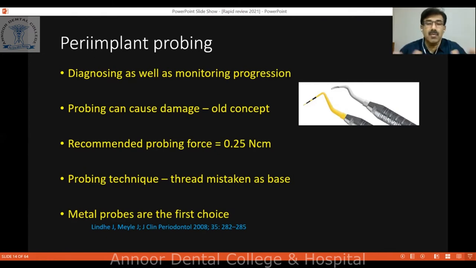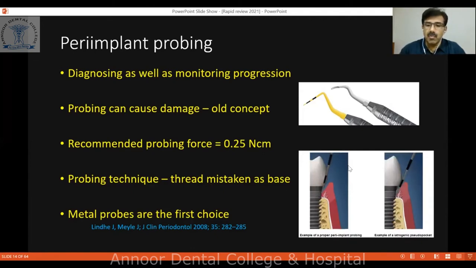Now, in most cases, you place an implant and a bulky prosthesis, so it will be very difficult to probe. In cases where you have much difficulty in probing, you can use a plastic probe. Otherwise, the best probe is always a steel probe. And one more thing: as a result of peri-implantitis, sometimes threads may be exposed. When you probe, the probe may hit one thread, and it may not go to the most apical aspect of the pocket. So you should be careful so that this doesn't happen when you probe.